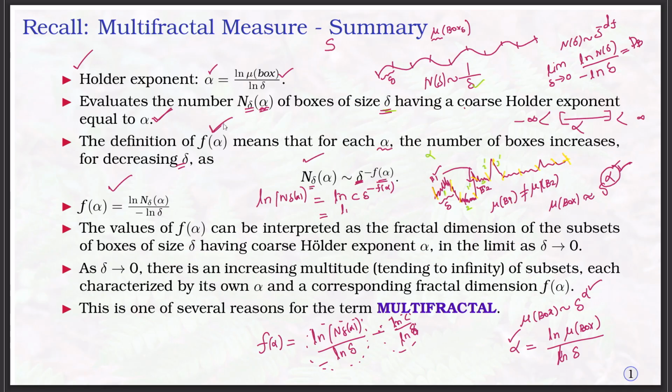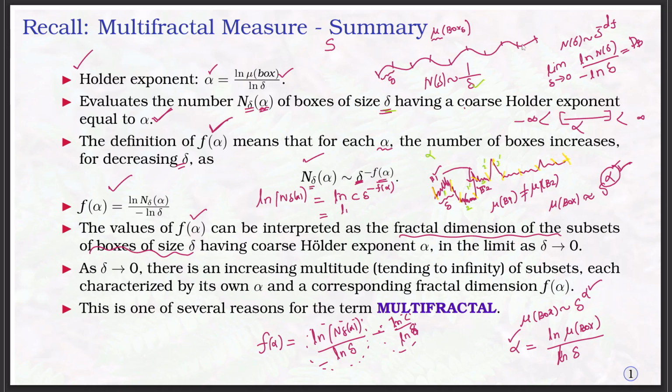Now what is the meaning of this f of alpha? The value of f of alpha can be interpreted as the dimension of the subset of boxes of size delta, because N delta of alpha denotes the number of boxes having the Holder exponent alpha. This is the power law property. Therefore, f of alpha denotes the dimension of the subset of boxes, not all the boxes.